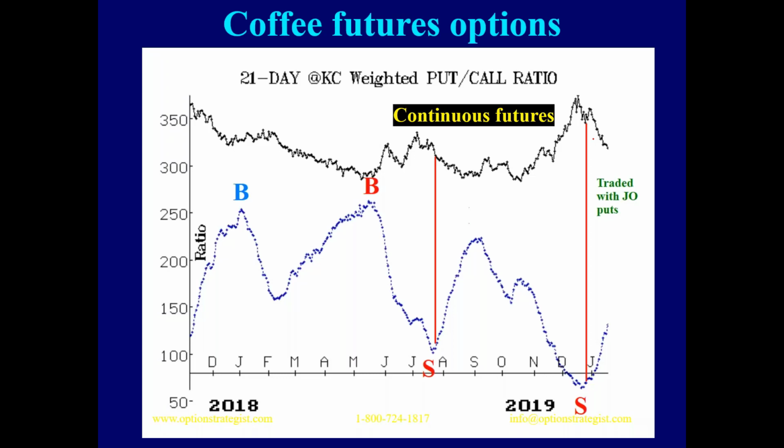We can do this with futures too. In this case, the top chart is the continuous chart of coffee futures, and the bottom is the put call ratio of the coffee futures options. So we're using that, and you can see again, a local minimum on the chart is a sell signal, very low, down in the 0 percentile, and it did break down. We're actually trading this with an ETF, the JO, which trades like stock options and follows the price of coffee.